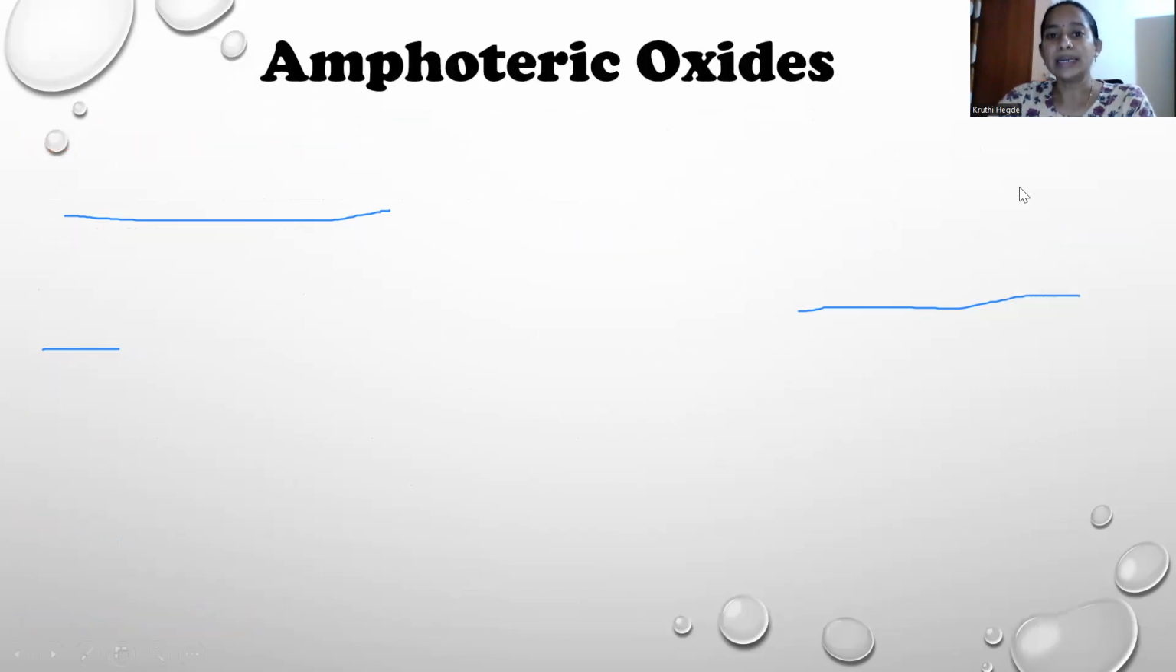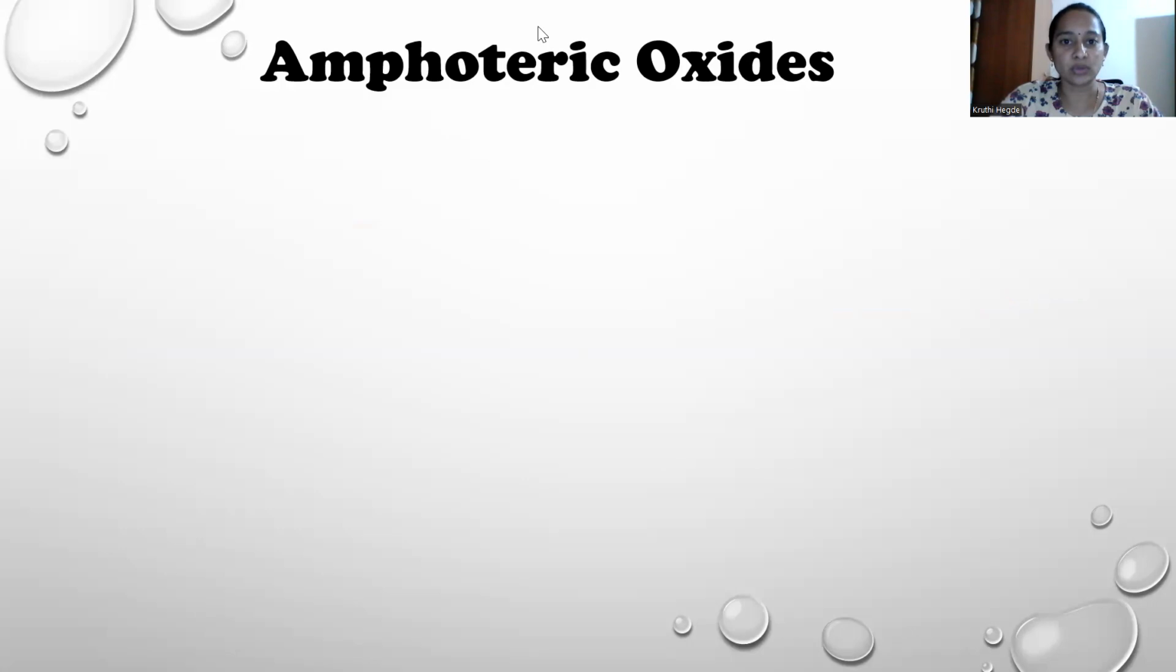Now we'll understand a concept that is amphoteric oxides. What are these amphoteric oxides? Let us try to split the word amphoteric oxides. Ampho means both. Amphibians, you might have heard, right? Ampho means both. So amphoteric oxides.